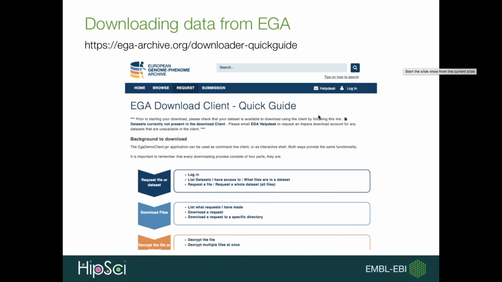Downloading data from EGA is not complicated, but it's not completely straightforward either. This is to do with the fact that it's managed access data. But EGA have very good and clear documentation for exactly how to download data from EGA. This is beyond the scope of this tutorial, but if you're trying to download data from EGA, then this download client quick guide is the documentation you should take a look at.